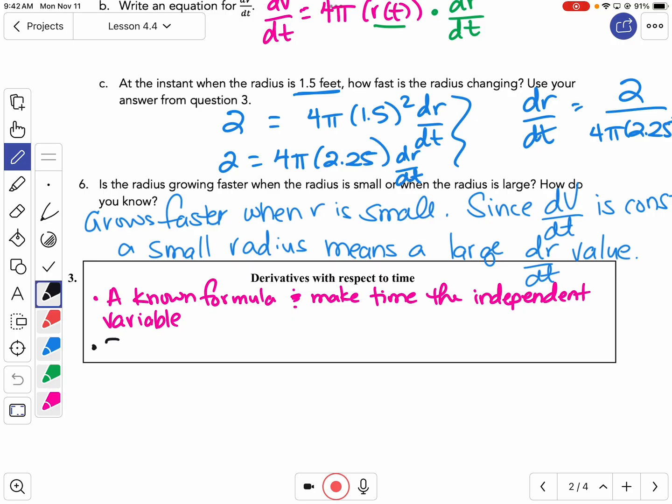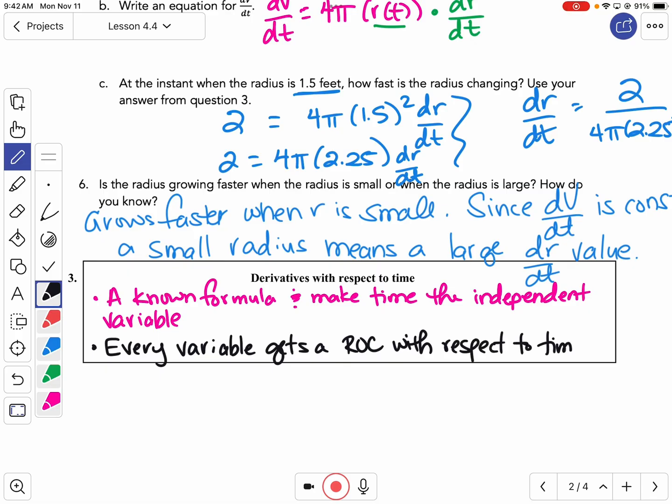When we take our derivative, every variable gets a rate of change with respect to time. So if there's an x, we get a dx/dt. If there's a y, we get a dy/dt. If there's a p, we get a dp/dt. Every variable gets a rate of change with respect to time.